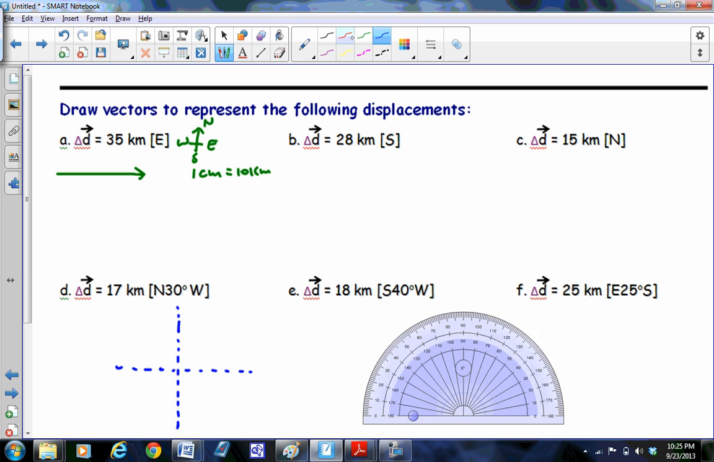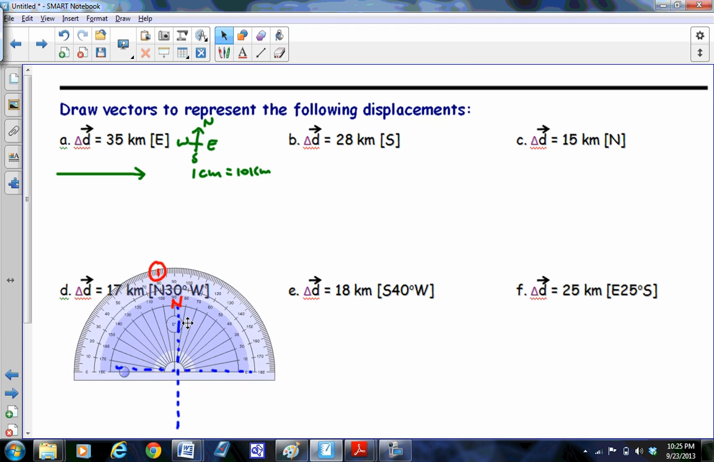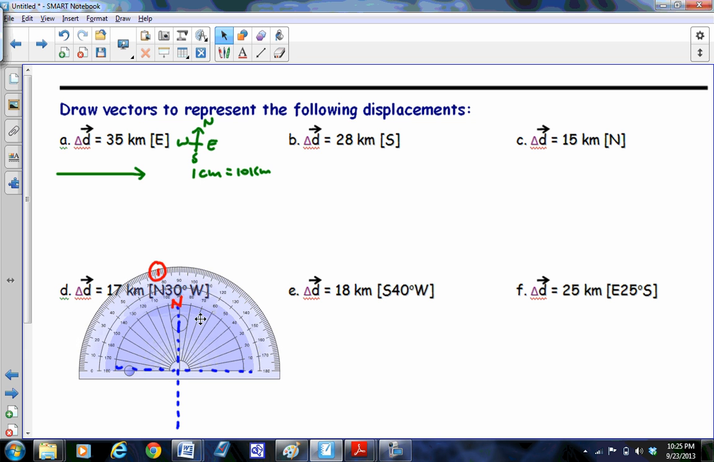Now look at the number. I'm measuring from the north. So I'm going to be measuring from here. That's where I put my 0 of the protractor. So I'm going to get my protractor over here, bring it over here, just like so. And I'm going to rotate it, and I'm going to put the 0 right at the north.